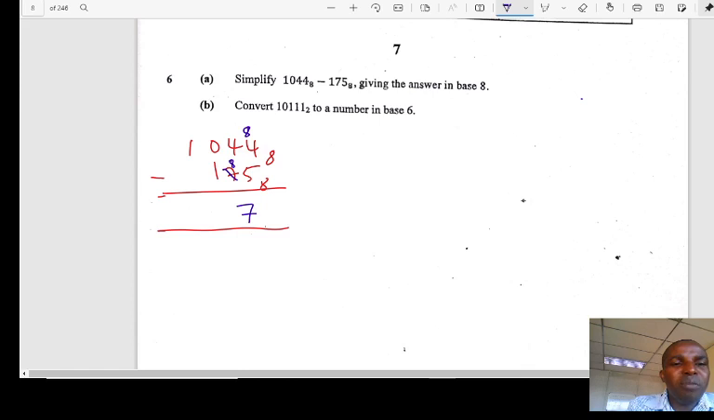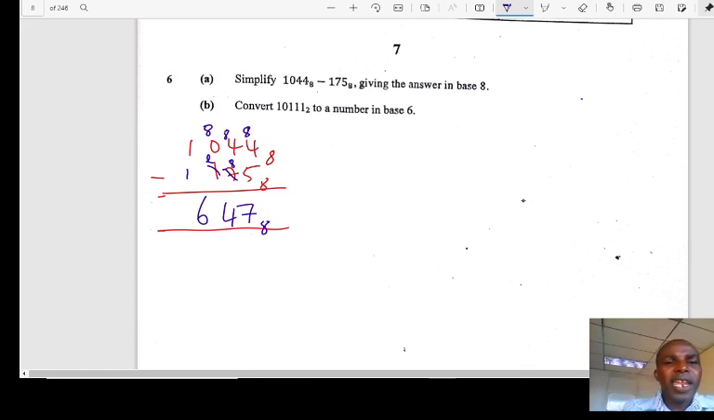It can't. You borrow the base, which is 8 here. Then you add 1 to be 2 here. 8 plus 4 is 12, minus 8 is 4. Then 0 minus 2, it can't. You borrow the base 8. Then you add 1 here. 8 plus 0, 8 minus 2, it's 6. So it will be 647 base 8.